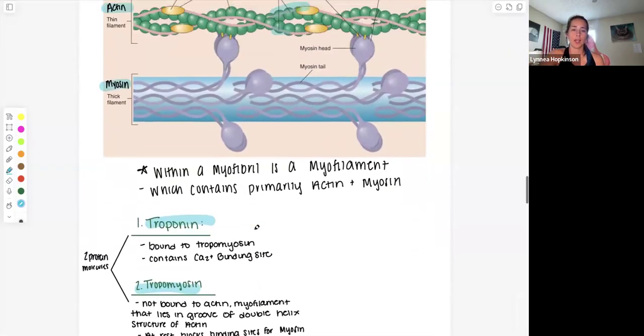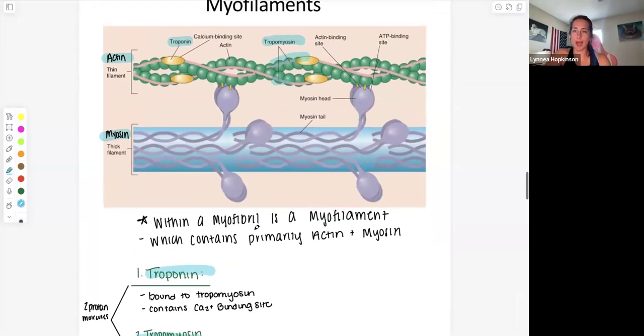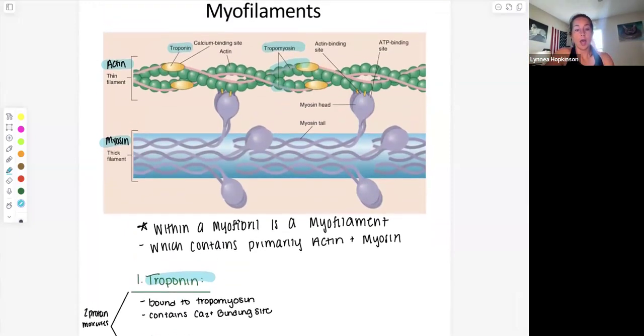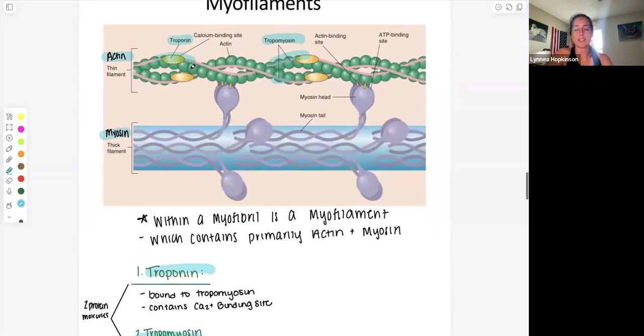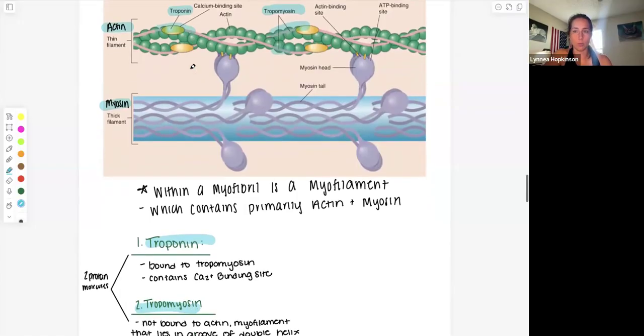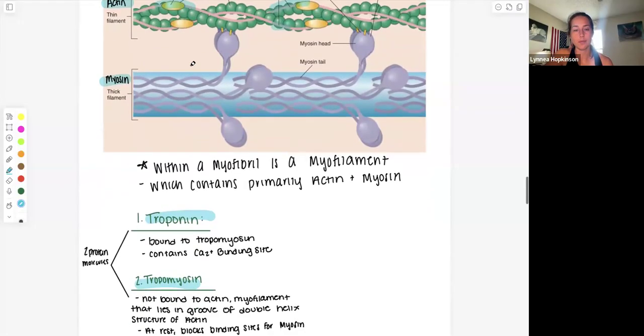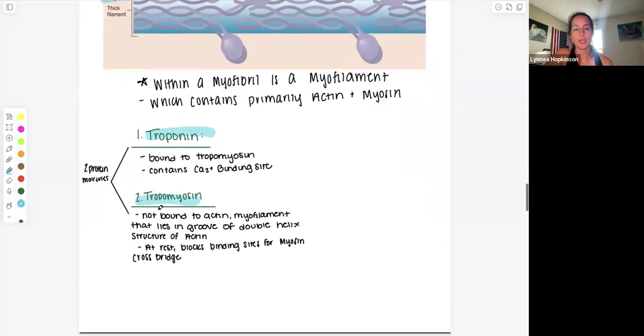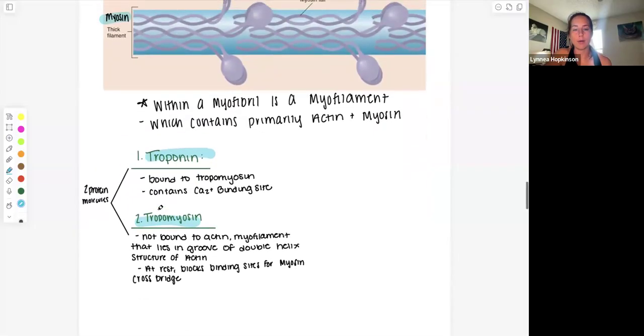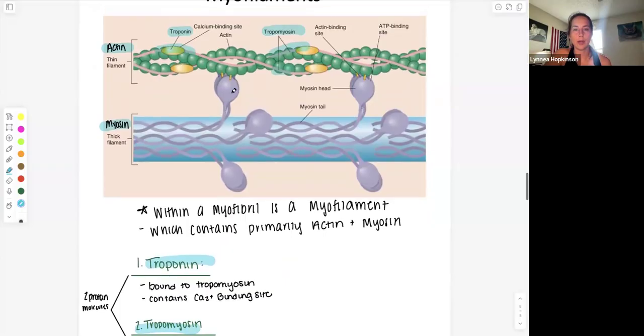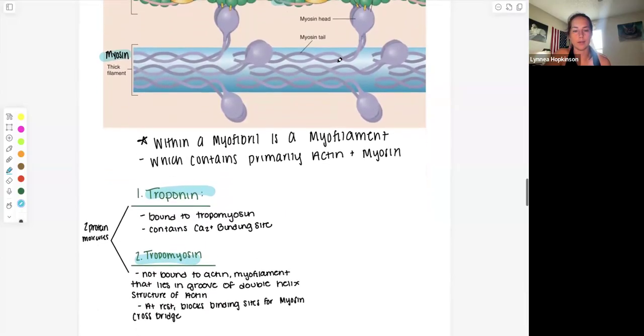All right, so the main fact you need to know for now about troponin is that it is bound to tropomyosin, which you can see here, and it contains the calcium binding site, which will be very important when we go over muscle contraction. All right, tropomyosin, what you need to know is that it is not bound to actin. So if we look up here, it may look like it's bound to actin, but it is not bound to the actin.